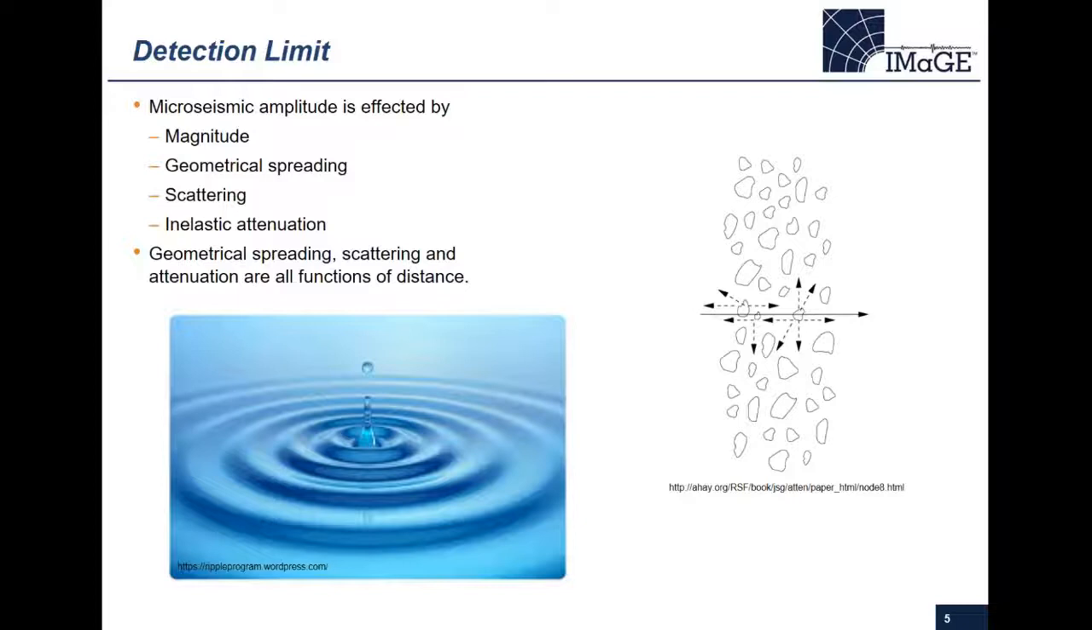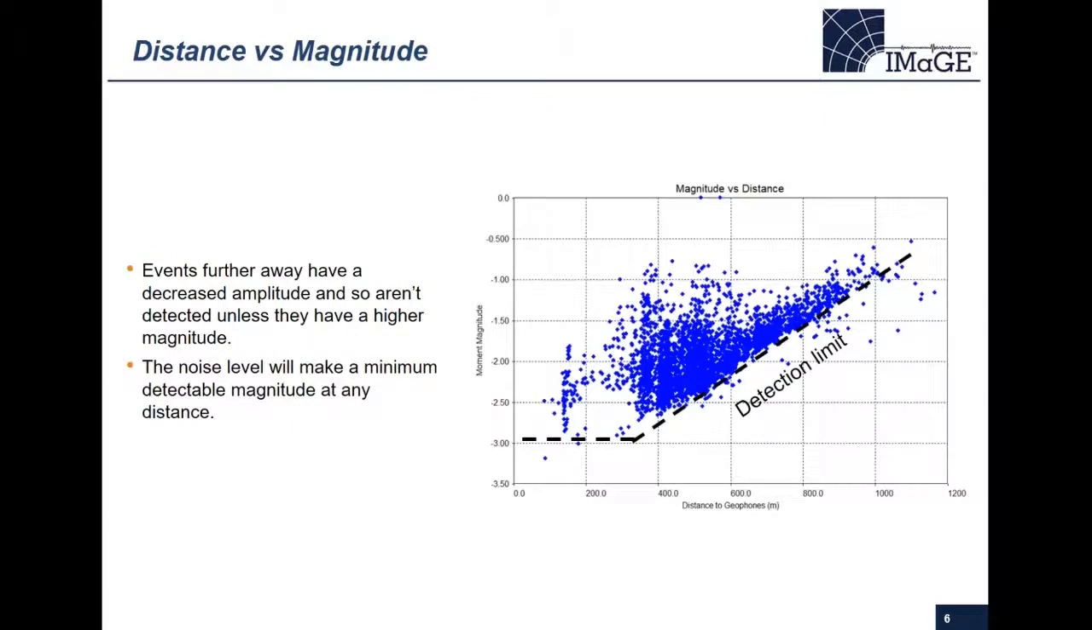These three main things, geometrical spreading, scattering, and inelastic attenuation, are all functions of distance. As you go through more rock, the effect becomes greater. And so we end up with smaller amplitudes for events that are further away, even if their magnitude is the same. This can be shown in a distance versus magnitude plot.